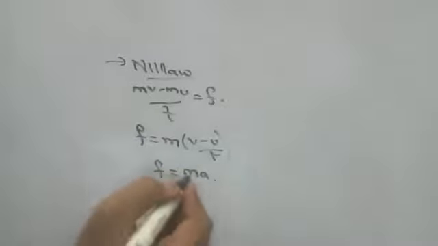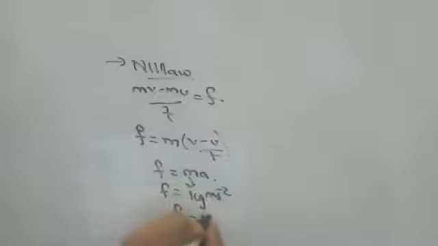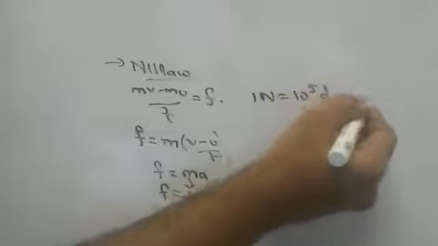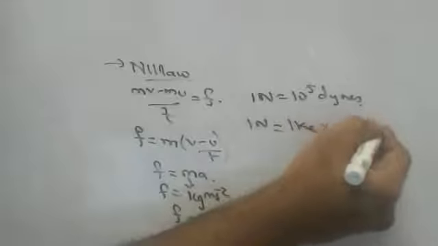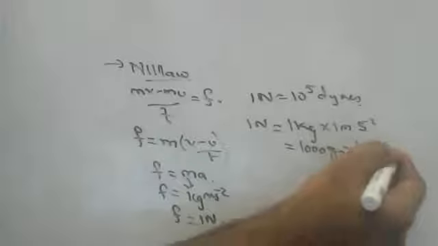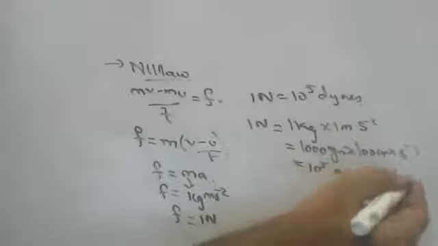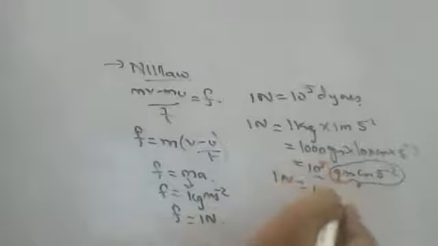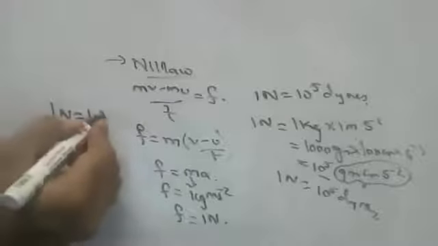And the unit of F, I told you already, is kg meters per second square. Instead of saying kg meter per second square, we say 1 Newton. I also told you 1 Newton is equal to 10 to the power of 5 dynes. How you get 10 to the power of 5 dynes I also showed you. 1 kg is 1000 grams, 1 meter is 100 centimeters, per second square. That is 10 to the power of 5 gram centimeters per second square. This whole thing in the CGS system is called dynes. So 1 Newton is equal to 10 to the power of 5 dynes.